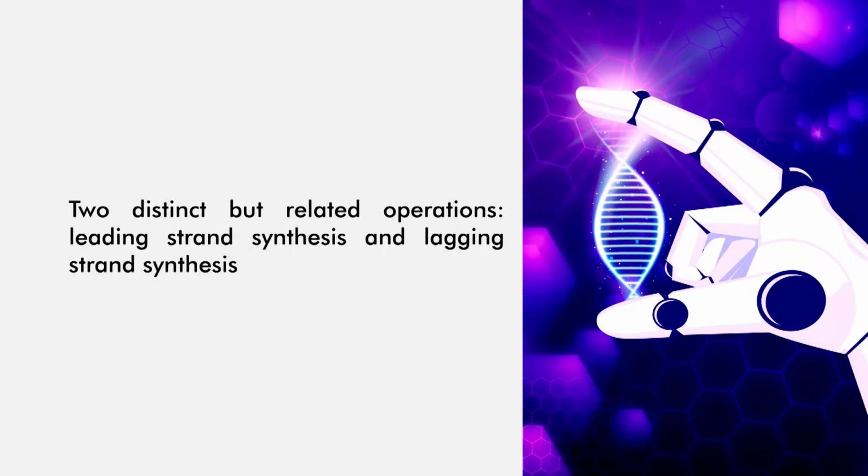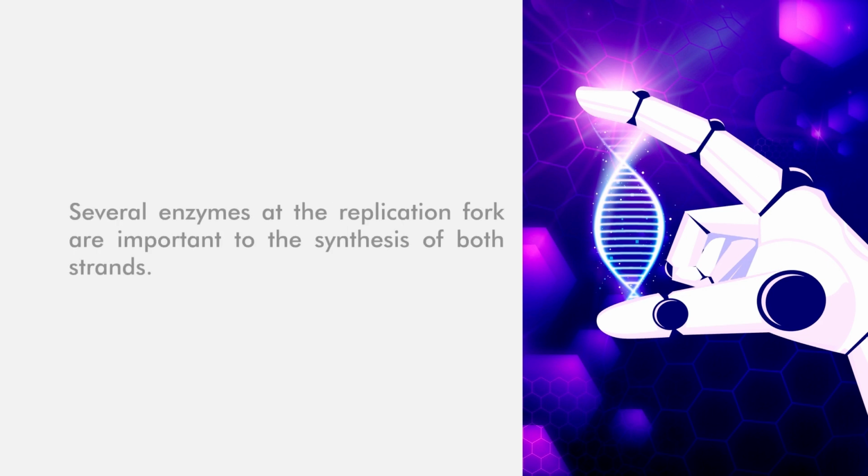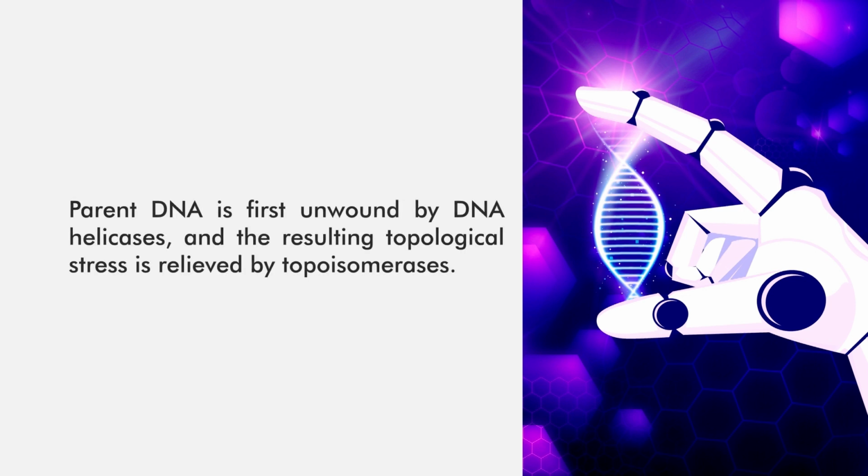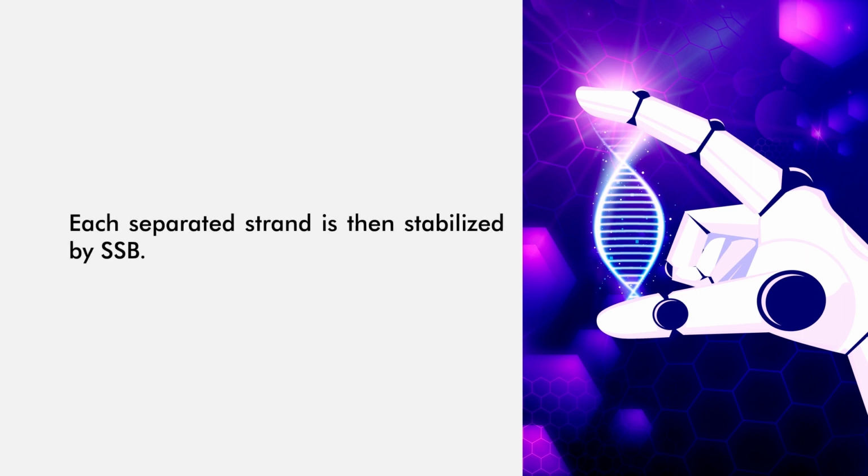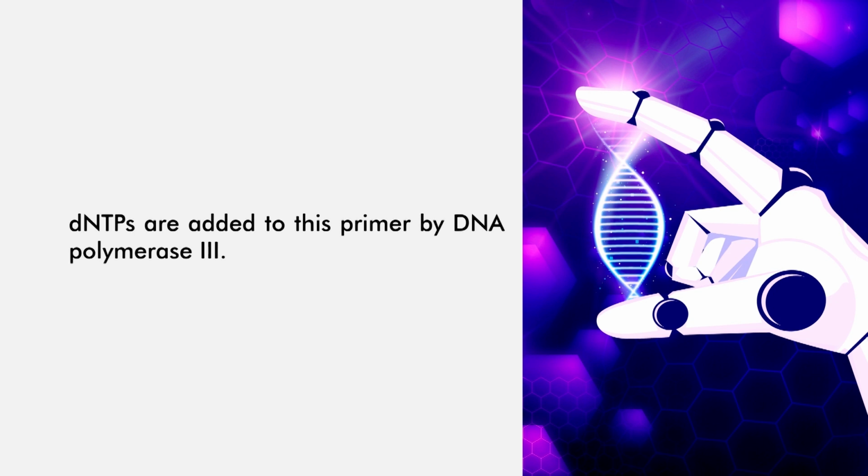Two different but related operations are present for DNA elongation. First is the leading strand synthesis and second is the lagging strand synthesis. Several enzymes at replication forks are important to the synthesis of both strands. Parent DNA is first unwound by DNA helicase and the resulting topological stress is relieved by the topoisomerase. Each separate strand is then stabilized by SSB protein. Deoxynucleotide triphosphates are added to this primer by DNA polymerase III.